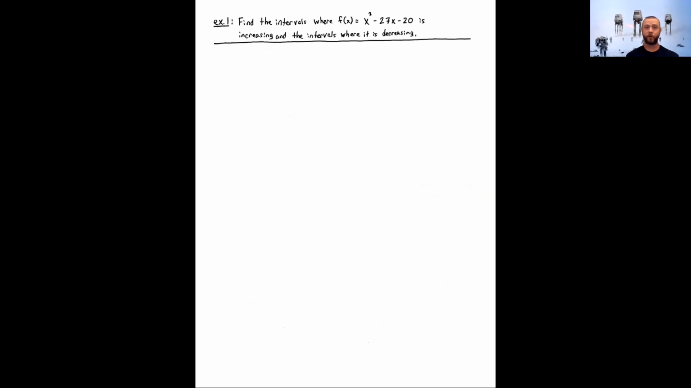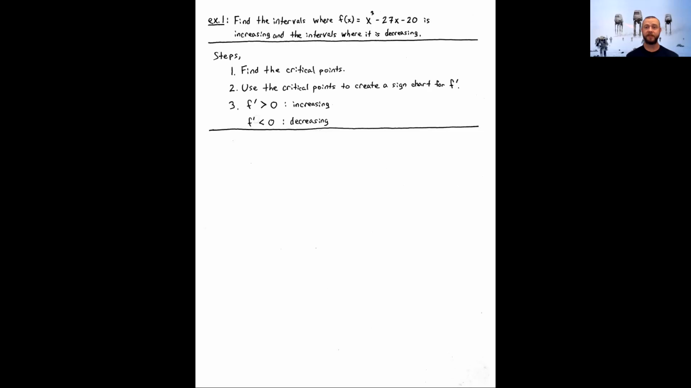Pretty standard example here. We're given a function, x cubed minus 27x minus 20, and we're asked to determine the intervals where this function is increasing and the intervals where it's decreasing. Now, one option is we could use the graph to answer this, but that's kind of circular. We're going to use these ideas to eventually sketch the graph. All right, now we're going to split this into a few steps just to make the work manageable.